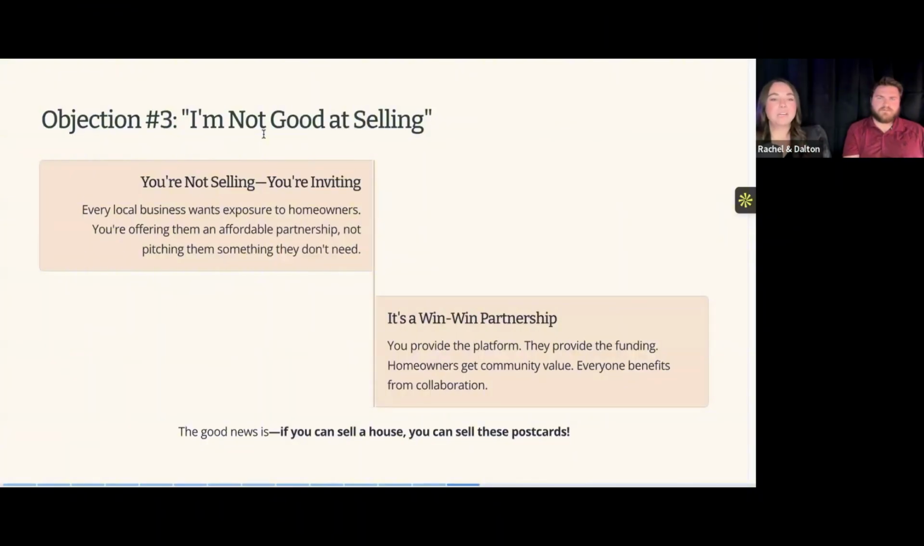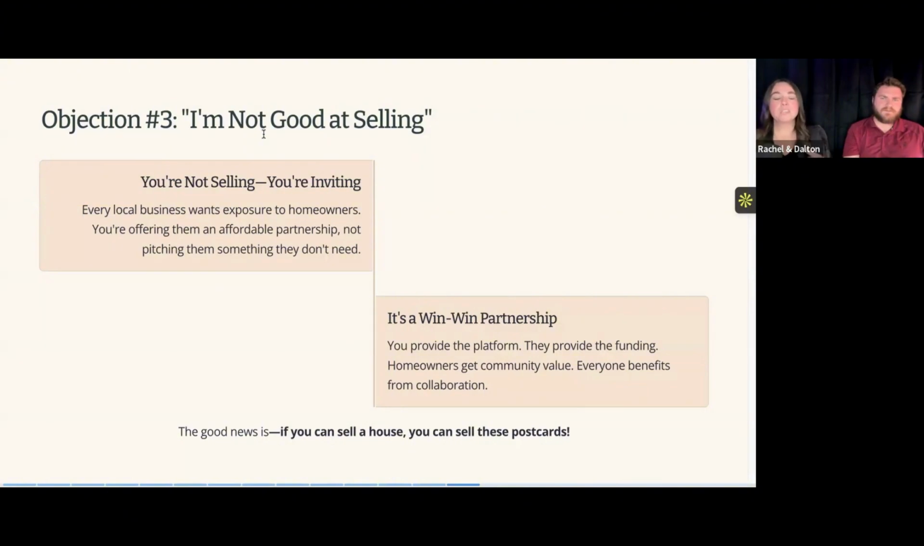Objection three, I'm not good at selling. The first thing that I want to say is the good news is if you can sell a house, you can sell these postcards. You guys are all here, you've all sold homes, so I know that you can sell spots on these postcards. But the good thing is that you're not really selling, you're inviting. You're inviting these business owners to hop on a community card with you and share the marketing costs.